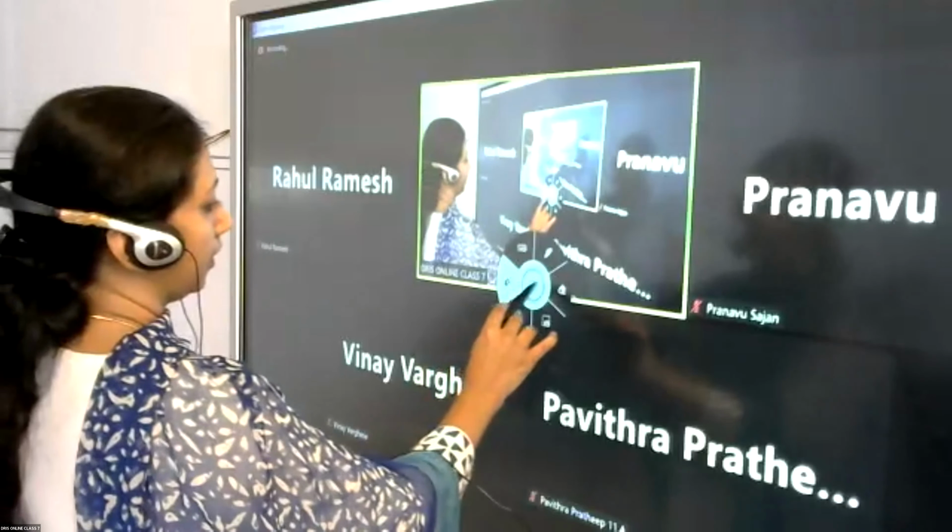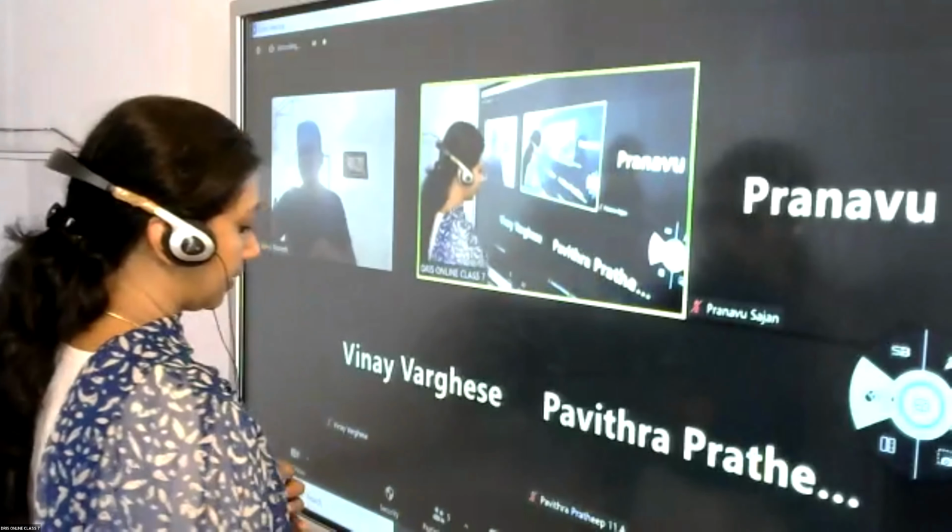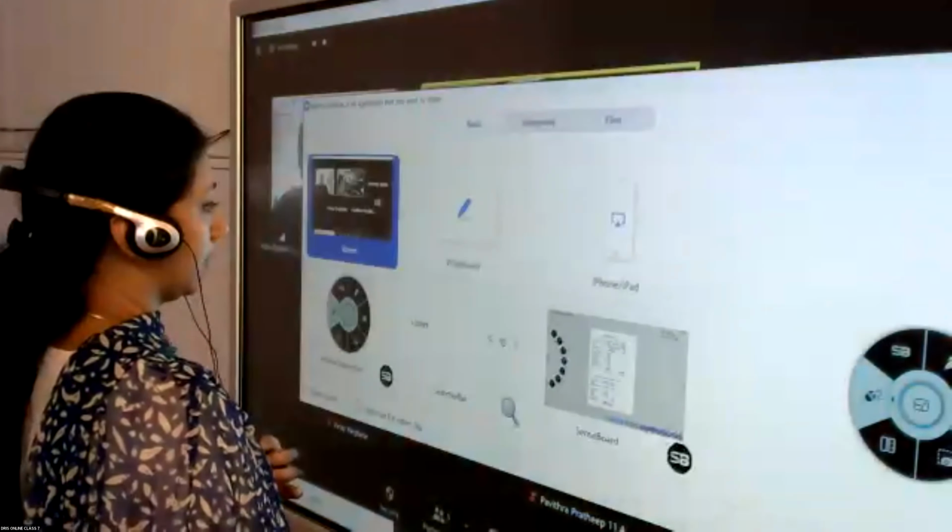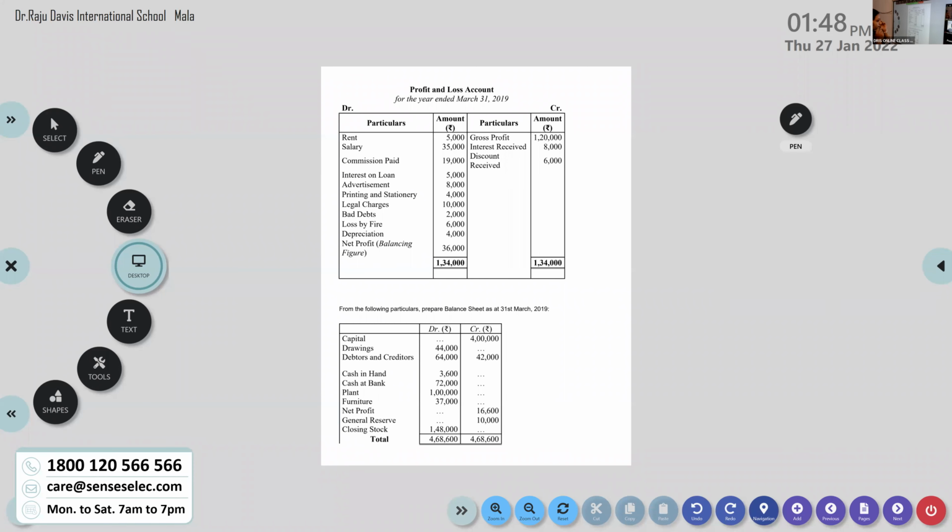Okay, so let us continue with financial statements. See the next question. From the following particulars, prepare the balance sheet. So you are only asked to prepare balance sheet. Do you remember the order of preparing balance sheet?